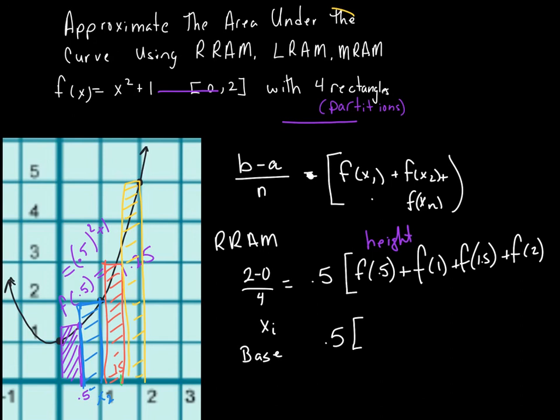Plug all of those values in, and f of 0.5 is 1.25. F of 1 is just 2. F of 1.5, when I plug that in, I get 3.25, and I do the same thing for the last one, and that is equal to 5. So this approximate area is 5.75.